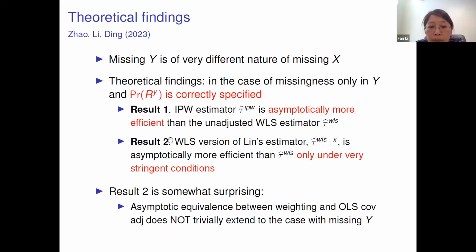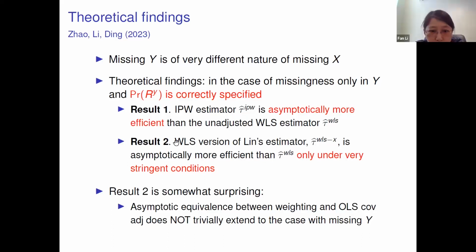Remember, in the case without missing data, we actually proved that there's an asymptotic equivalence between weighting and OLS. So when I first started to work on this, I was thinking that if you have missing at random Y, and we correctly specify the missing data mechanism, then I would expect that this asymptotic equivalence between these two different approaches will extend to the case of missing Y. And it turned out not.